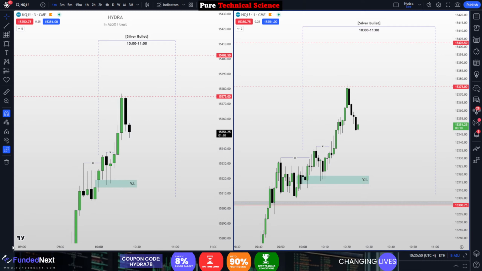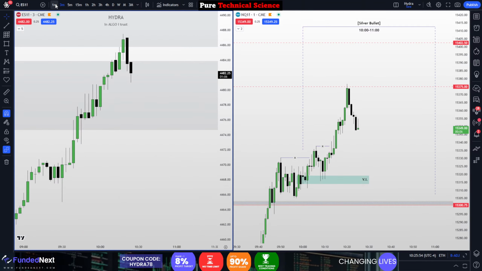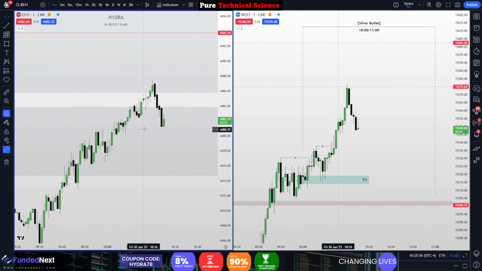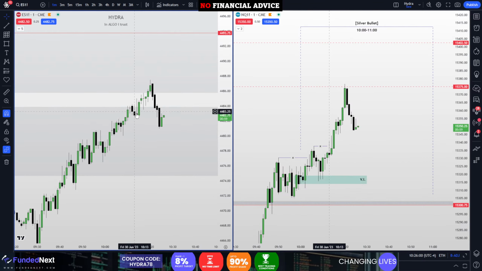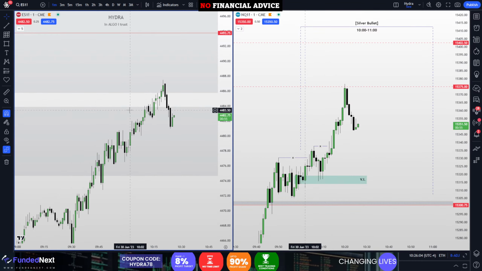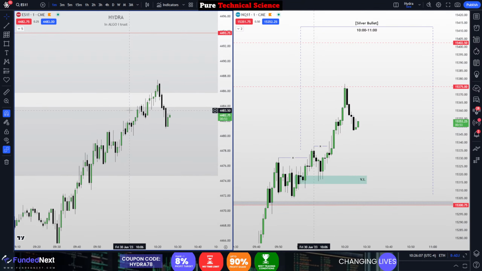Okay, on ES I do see a breaker. On ES, that's a very clean breaker on 1 minute chart. The breaker here, but on Nasdaq I don't see any breaker formation, but I do see a breaker here, this down close candle. But I will not take this setup, folks.